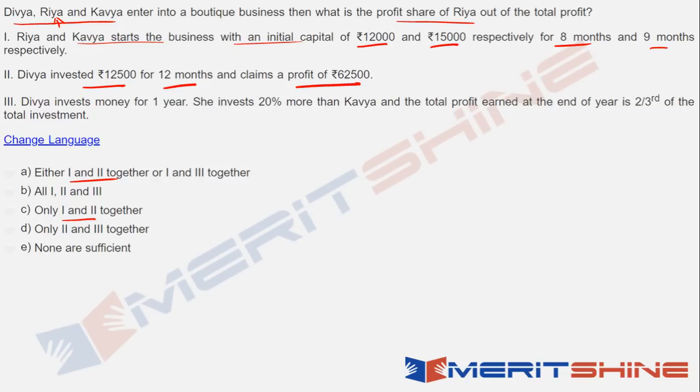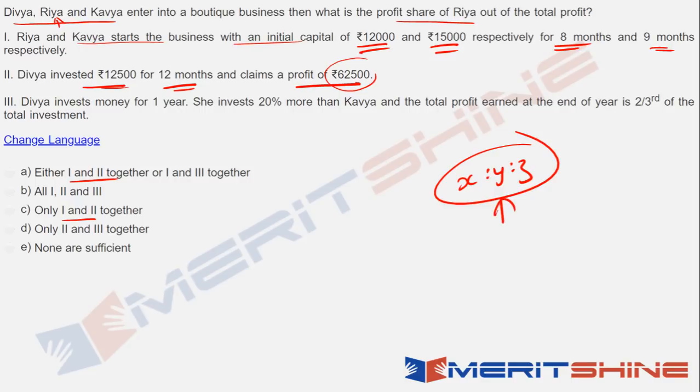We know the effective investments of the 3 ladies, Divya, Riya and Kavya, and we also know the profit of one of them. Because you will get some kind of a ratio with this, you will get x is to y is to z with these numbers. If you combine all this, you will get the ratio in which the profit should be shared. So if you know the amount of profit that one of them has got, you can calculate it for all 3. So 1 and 2 together would definitely do the job for you. So now the answer option has to be either C or A. I will not look at anything else.